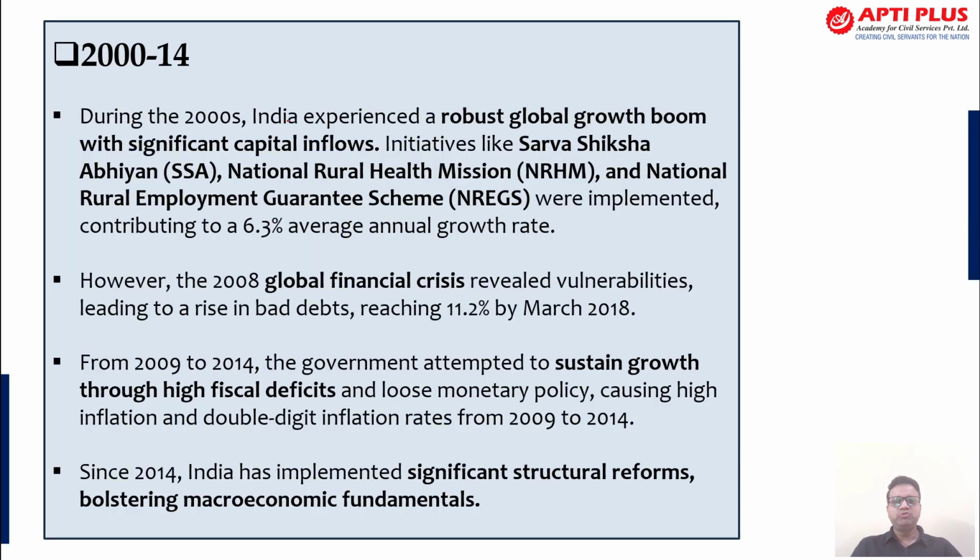Now, moving ahead to 2000 to 2014, for this timeline, we have seen robust growth in the Indian economy with some important initiatives taken by the government of India, including the Sarva Shiksha Abhiyan, the National Rural Healthcare Mission, better known as NRHM. उसके अलावे नरेगा, जिसे महात्मा गांधी नेशनल रूरल एम्प्लॉयमेंट गारंटी स्कीम बोलते हैं, that was implemented. The overall growth of the Indian economy was close to 6.3%.